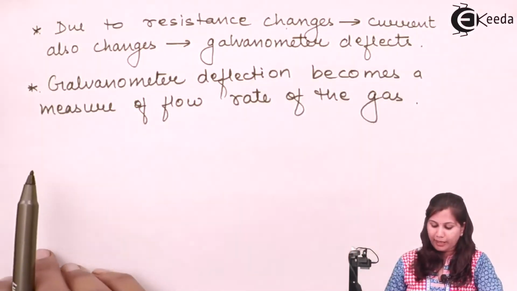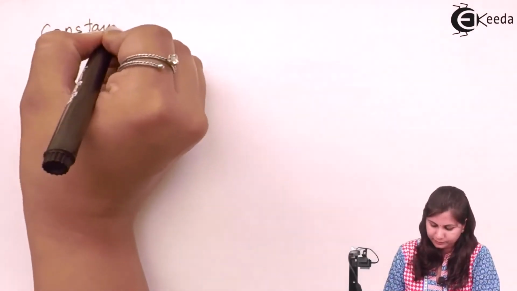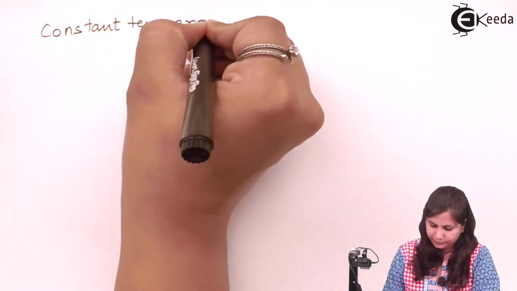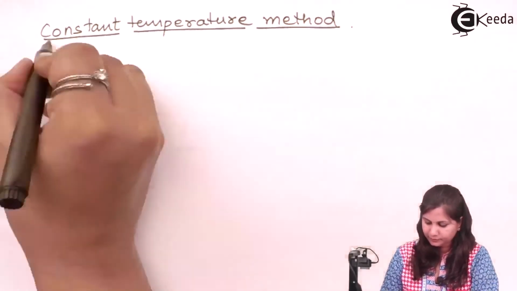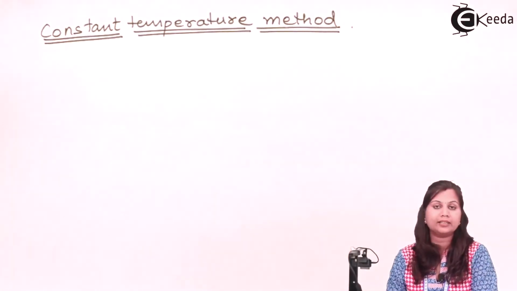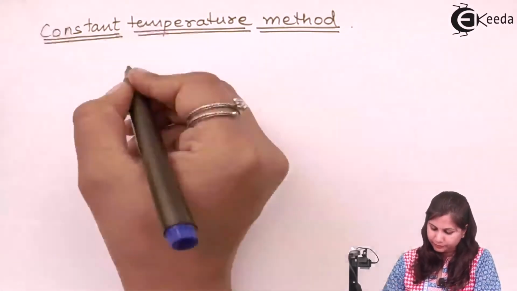So in this way, by using the constant current method, we can measure the flow rate of liquids or gases. Now the second method was the constant temperature method. Let's see the arrangement of the circuit diagram for this method also.